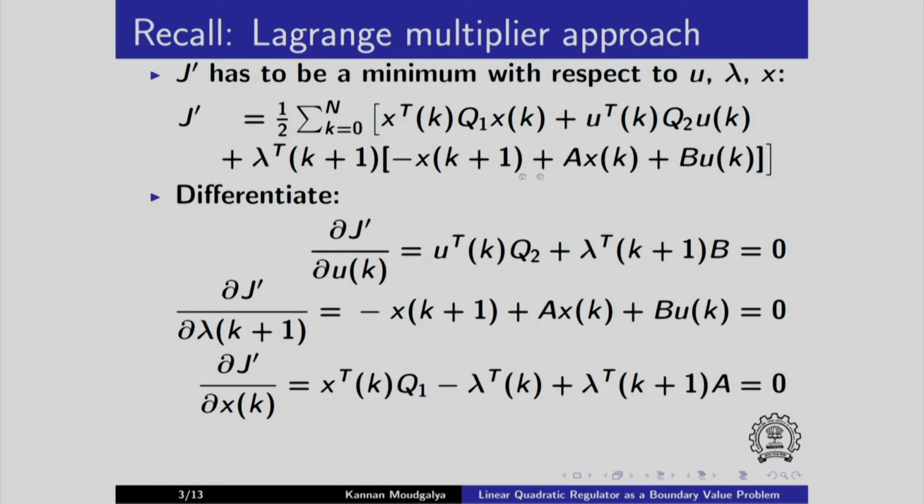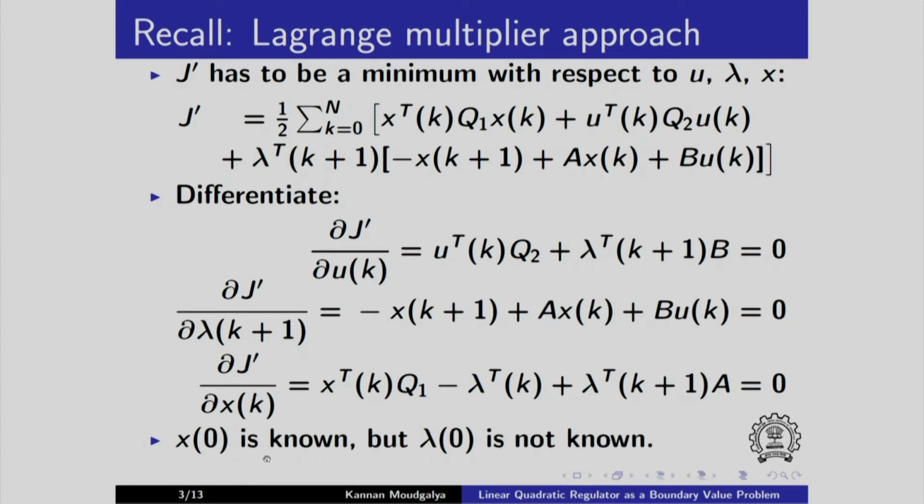Notice that this lambda comes inside this bracket. So as a result, lambda also will be a vector, lambda 0, lambda 1 and so on. X of 0 is known because that is how we start our state space equations, but lambda 0 is not known. So we cannot march forward.